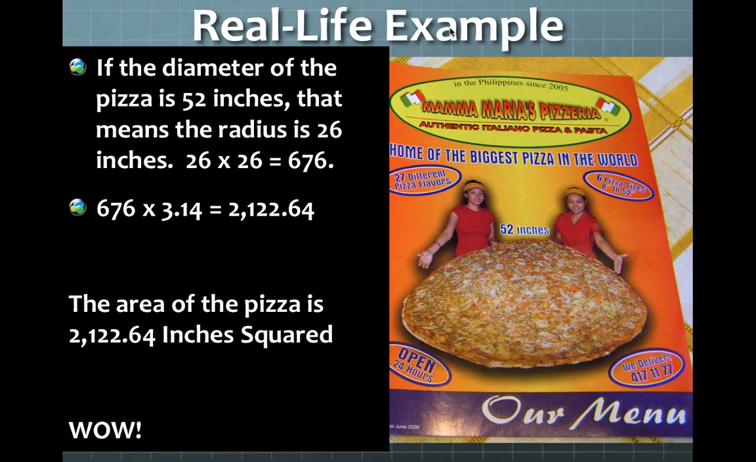So if the diameter is 52 inches, the radius is 26. So we have to square the radius, and 26 times 26 is 676, folks. And then we multiply the radius squared by pi, 3.14. 676 times 3.14 is 2,122.64. So yes, the area of that big cheese pizza is 2,122.64 inches squared.